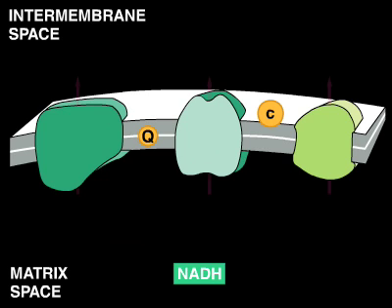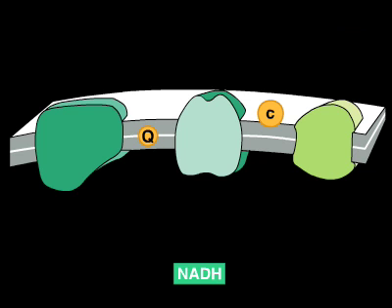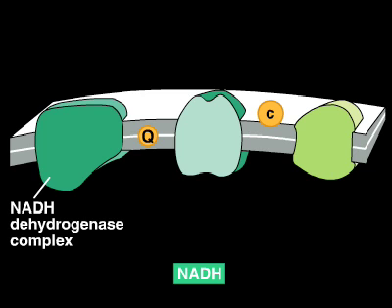The chain acts as a pump, using the energy of the electrons to move protons from one side of the membrane to the other. The pumping creates a proton gradient across the membrane, which the mitochondrion can tap to make the fuel molecule ATP. The electron transfer begins at a multiprotein complex called the NADH dehydrogenase complex.